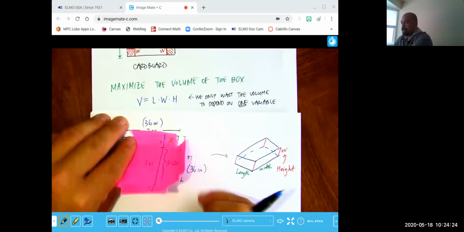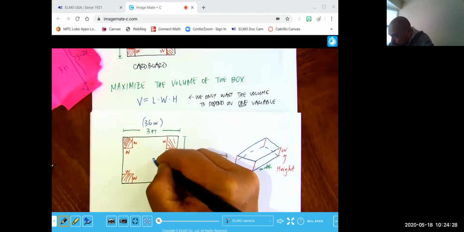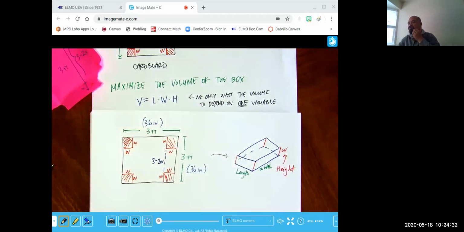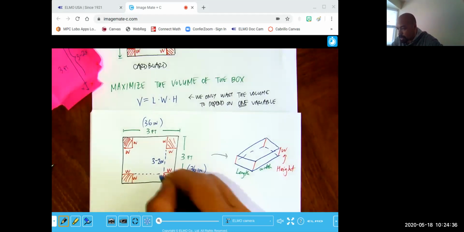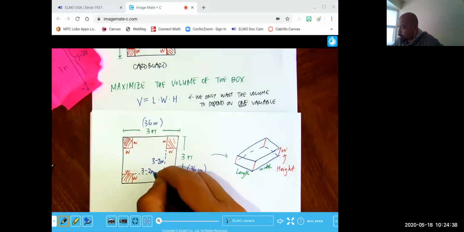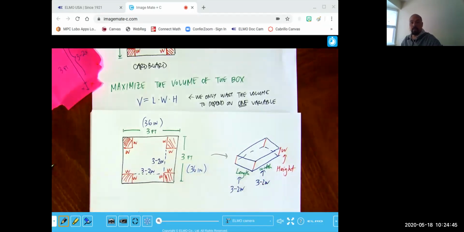So in this region here, that's the 3 feet minus 2, oh sorry, W, I call this. And then similar on this side, 3 minus 2W. So let me set this up and let's have you fill in. I'll be right back here in just a minute.